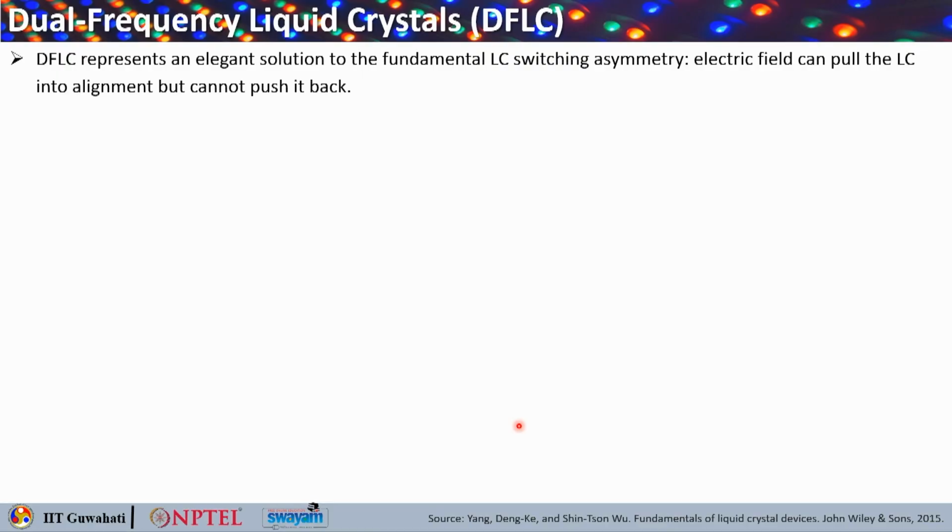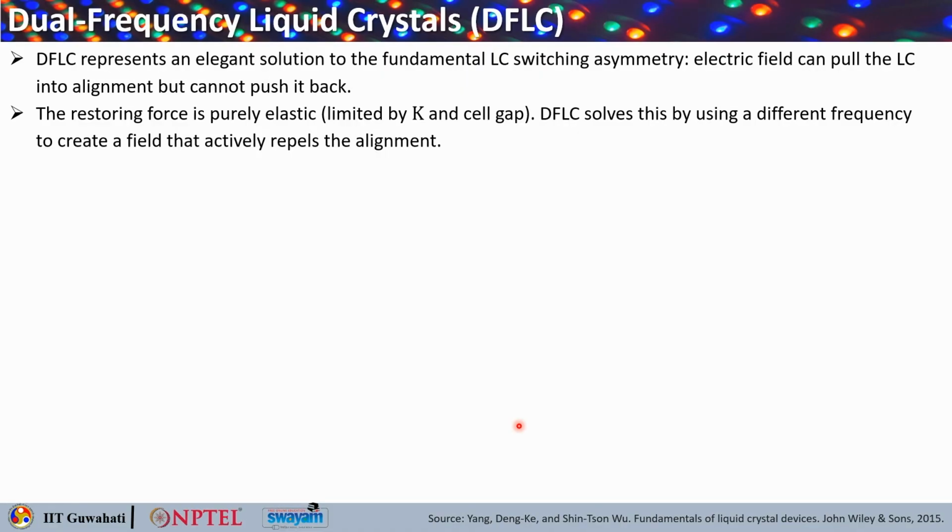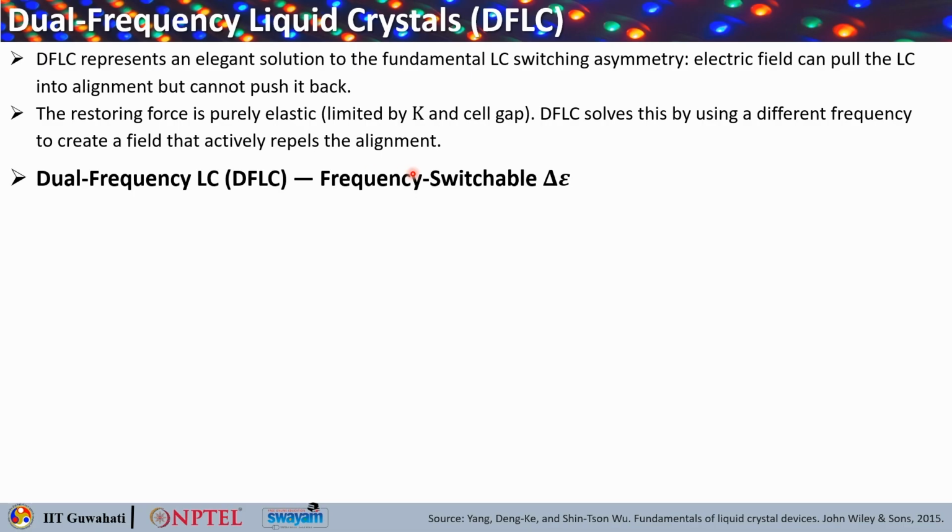Now, let us look into dual frequency liquid crystals. This represents an elegant solution to the fundamental liquid crystal switching asymmetry. In the earlier cases, the electric field can pull the liquid crystal into alignment, but cannot push it back. The restoring force is purely elastic, which is limited by the elastic constants and the cell gap. So, the DFLC solves this by using a different frequency to create a field that actively repels the alignment.